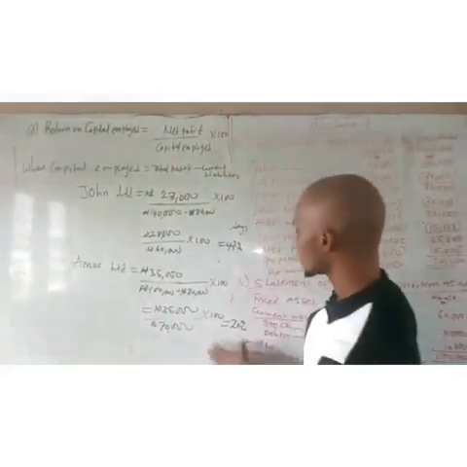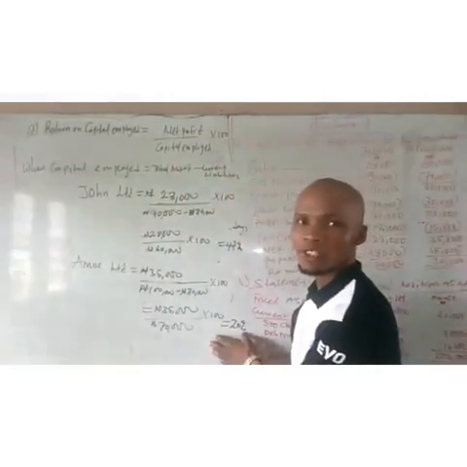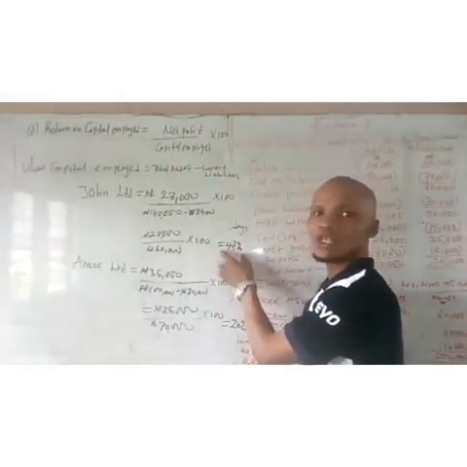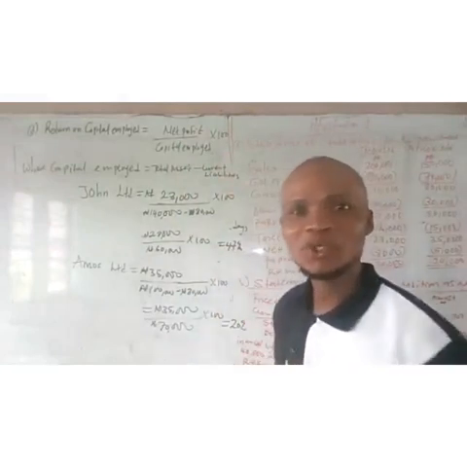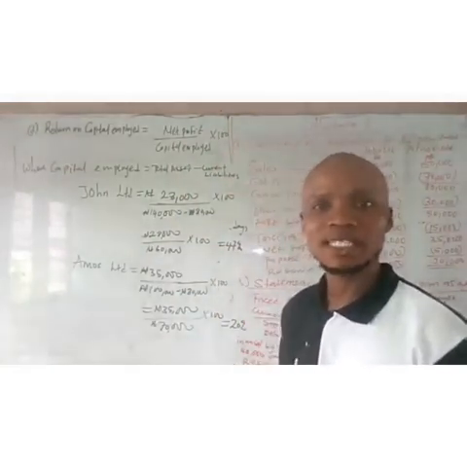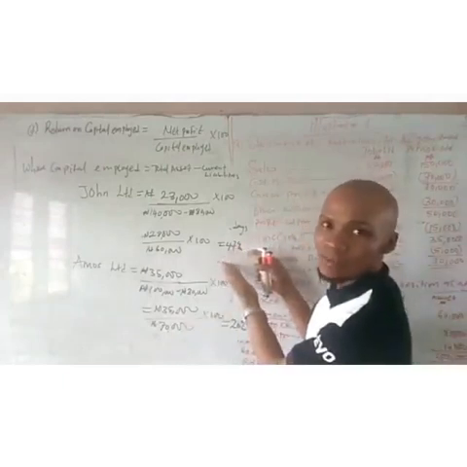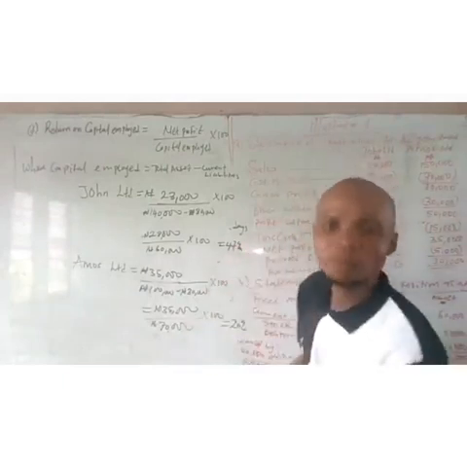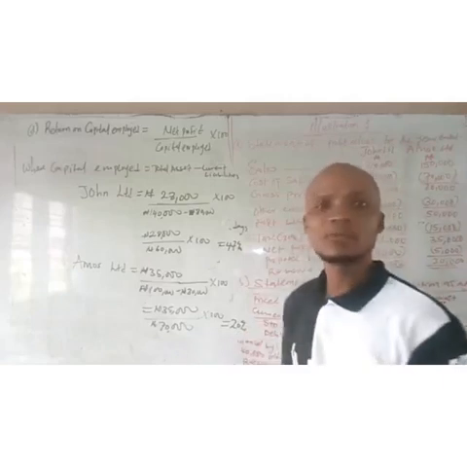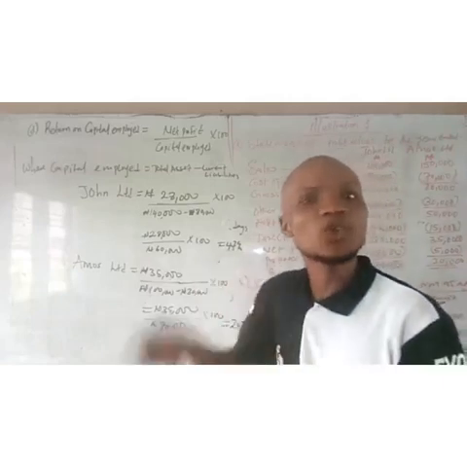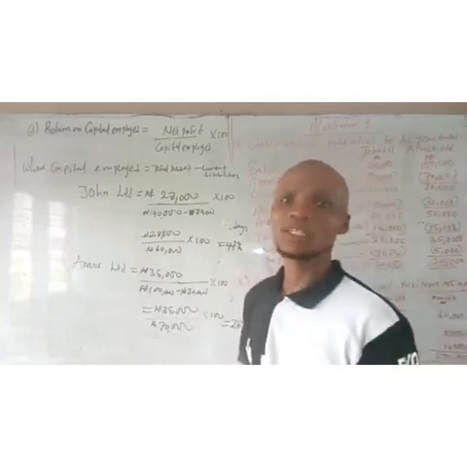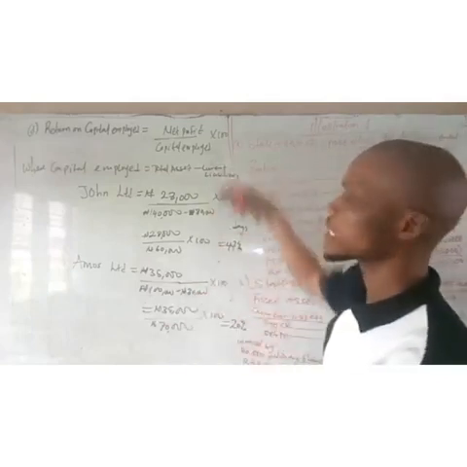Looking at the two companies, the return on capital employed for Amos is 20%, while that of John is 47%. Then we come to a logical conclusion that John Limited, having the highest return on capital employed, performs better than Amos Limited in terms of return on capital employed. So that is the decision concerning the capital employed.